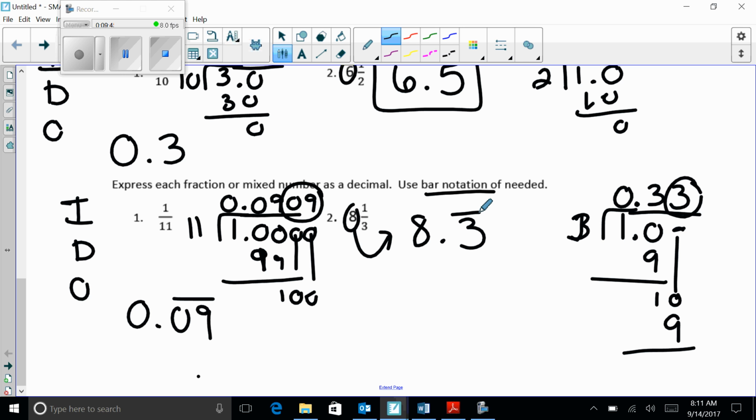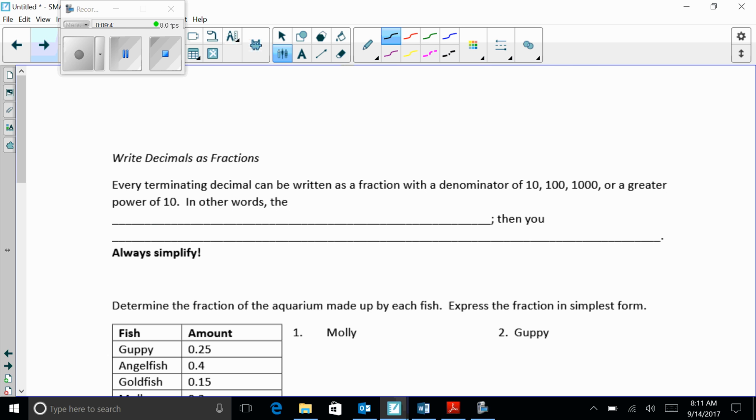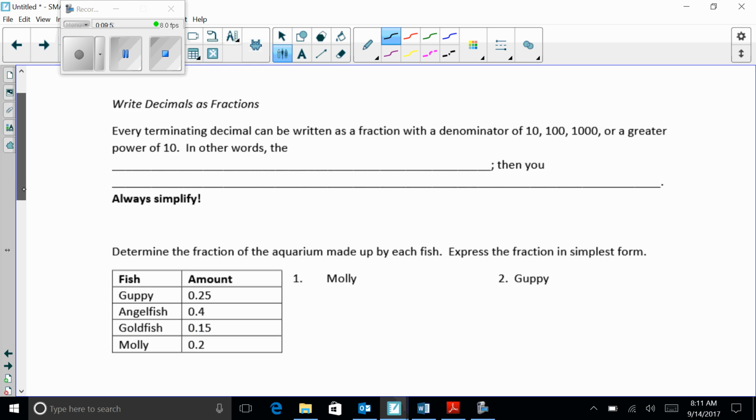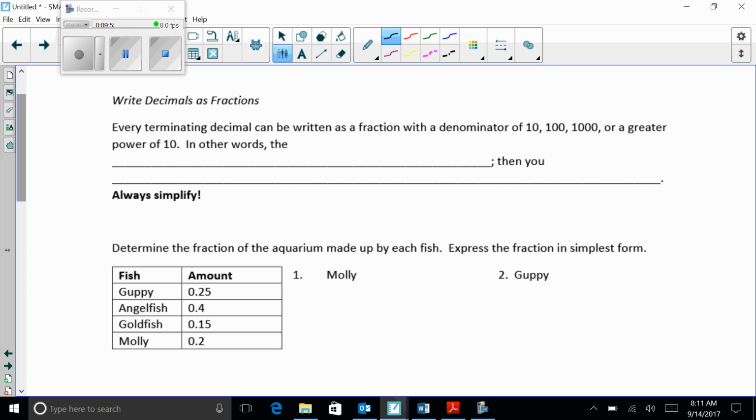Okay, so let's go ahead and turn it on the back side for your notes, or y'all's is your second page. Mine's on the back of mine, and we're going to fill this in. So now we're switching it up, and we are going decimals to fractions.